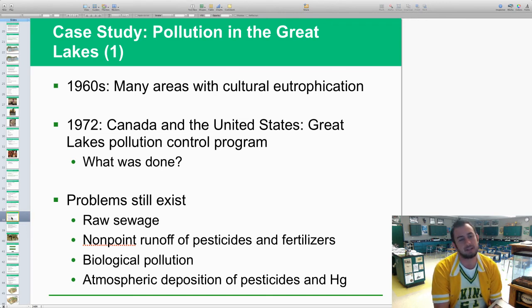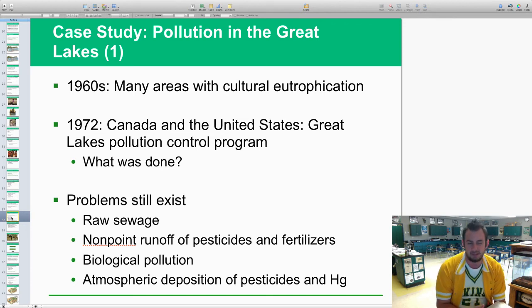All right, one of our best case studies, just because I'm from this area, is the pollution in the Great Lakes. In the 1960s, there were many areas with cultural eutrophication, either from factories, like Lake Erie, as well as farming with nutrient runoff. In 1972, the United States and Canada had a Great Lakes pollution control program, and they spent more than $20 billion on it. It really helped to decrease algal blooms, increase dissolved oxygen levels, and increase sport and commercial fishing catches in Lake Erie. It also allowed most of the beaches to reopen. That's what it did to help clean up Lake Erie.